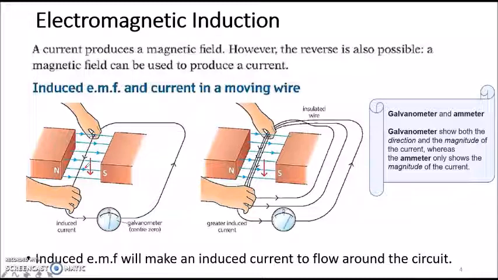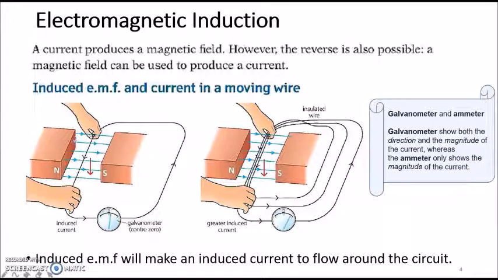Scientifically speaking, EMF is induced in the wire. If the wire forms part of a complete circuit, the EMF makes a current flow around the circuit. This can be detected by a meter called a galvanometer. Sometimes they even use a sensitive voltmeter or sensitive ammeter to replace this galvanometer.